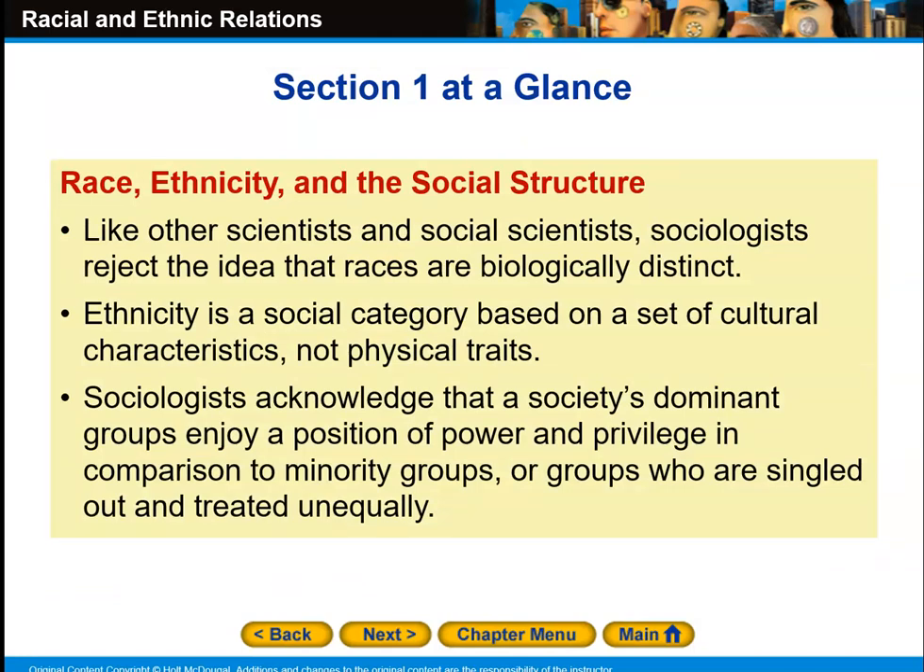Section 1, Race, Ethnicity, and Social Structure. Like other scientists and social scientists, sociologists reject the idea that races are biologically distinct. Ethnicity is the social category based on a set of cultural characteristics, not physical traits. Sociologists acknowledge that a society's dominant groups enjoy a position of power and privilege in comparison to minority groups, or groups who are singled out and treated unequally.